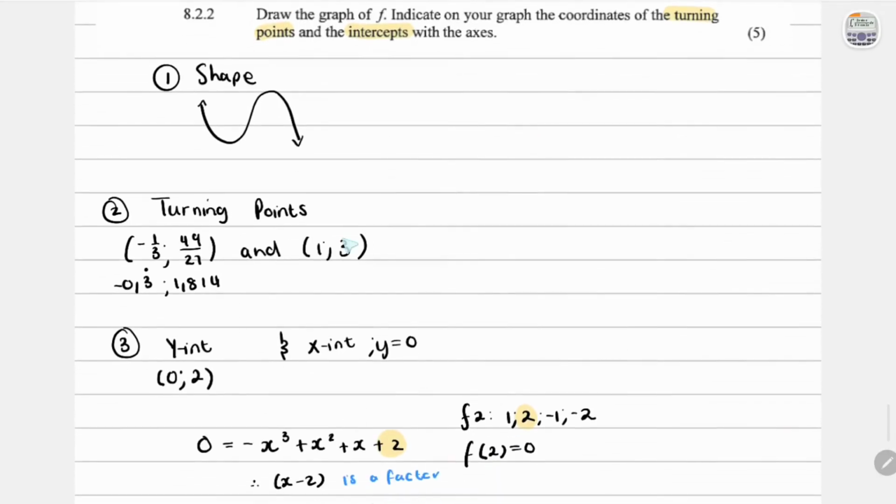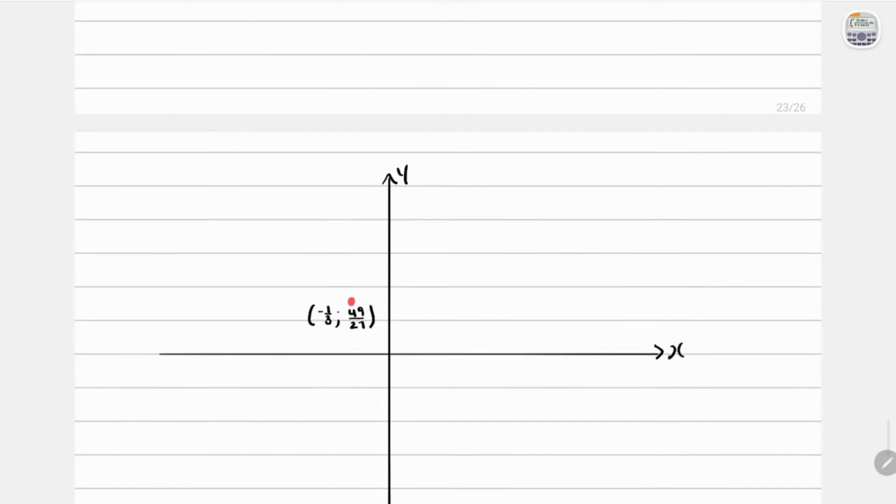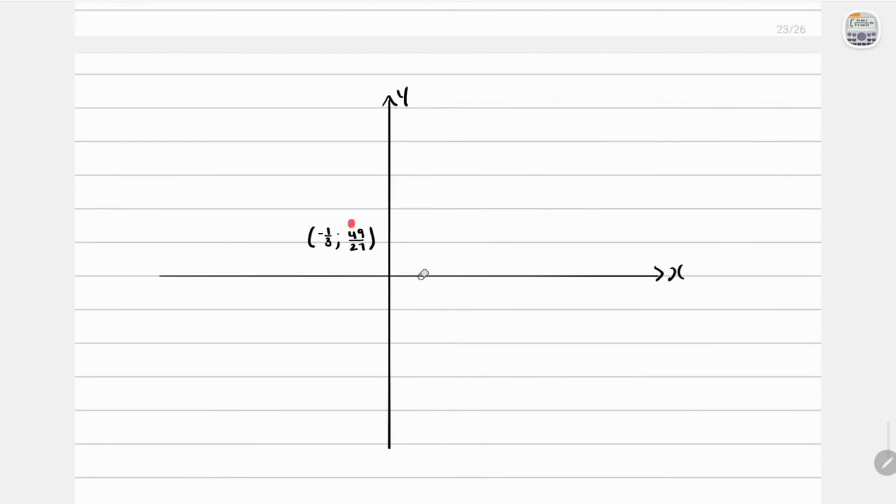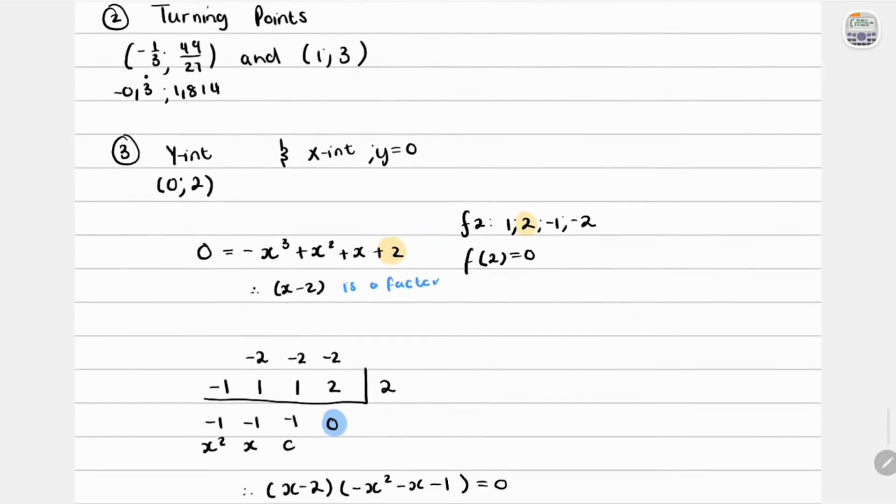So the next point we'll write is the other turning point, 1 and 3. So if we were here, we go 1 and then 3 units up. Okay, so that's roughly here. 1 and 3. And then our other points.